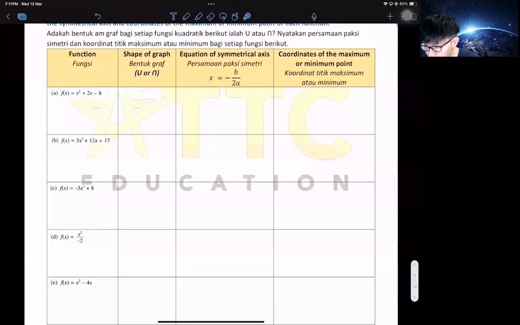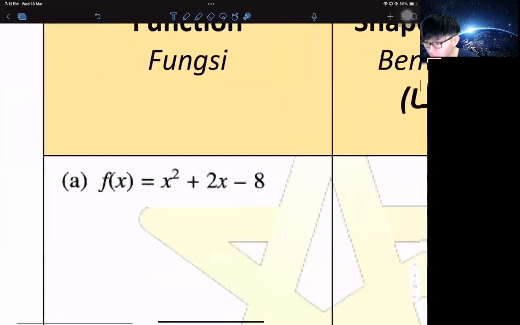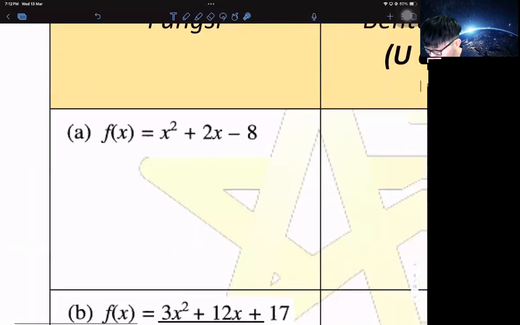Okay, so let's start with question A here. So when we see this question, we know that those who have studied this before, who have learned this before, we know this is called a quadratic function. You may not know what it is yet. I will explain to you one by one, so you chill.